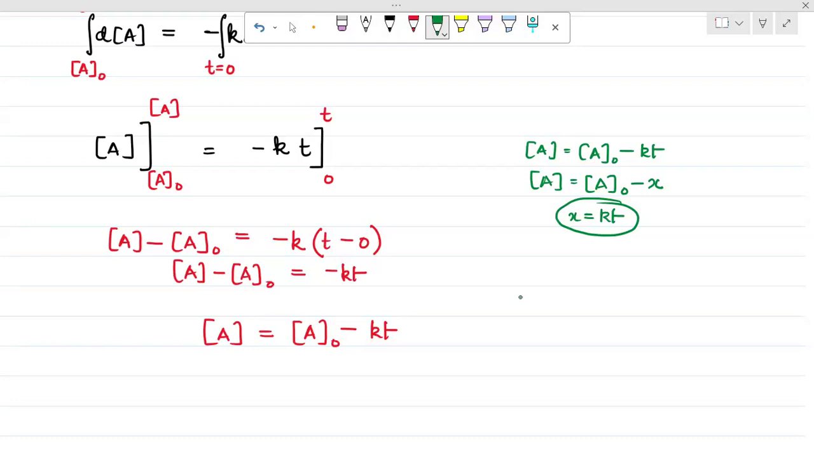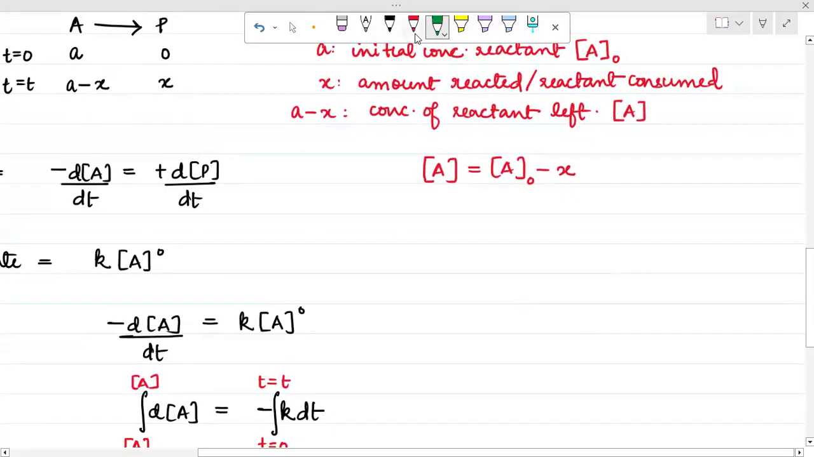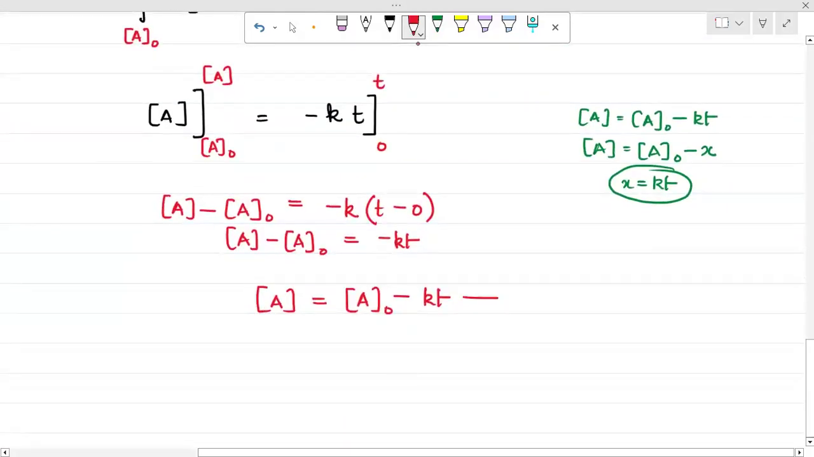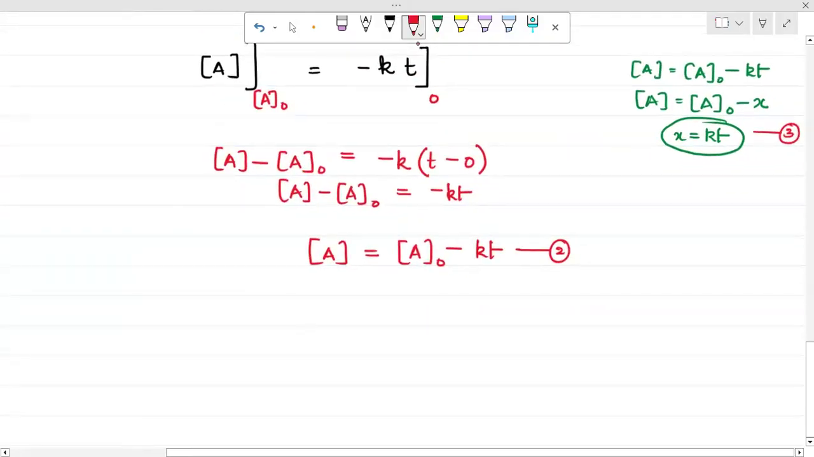X is equal to KT. What is X? The amount of reactant consumed. What is it equal to? The rate constant into time. Okay, if you want, you can label the equations as well. Let's say this is equation number 1. Let's say this is equation number 2. And you have equation number 3 by comparing 1 and 2.